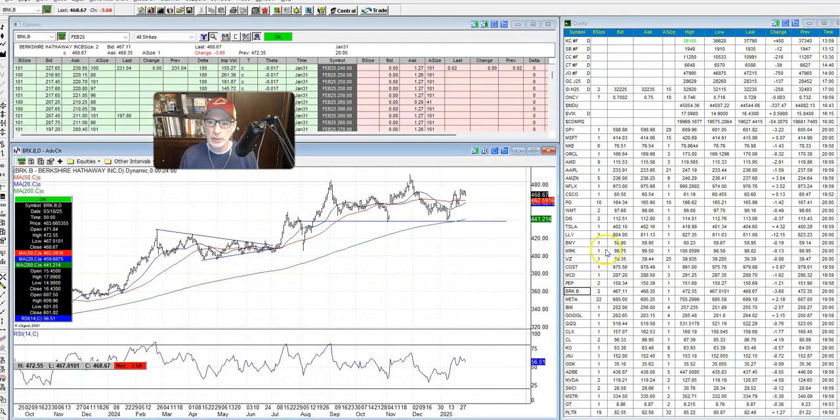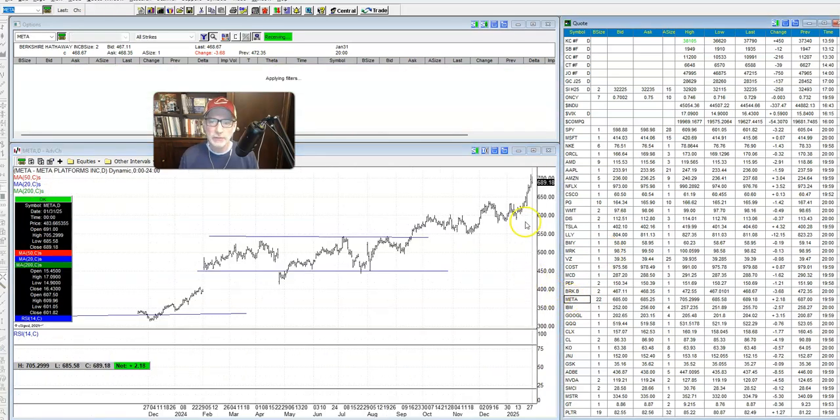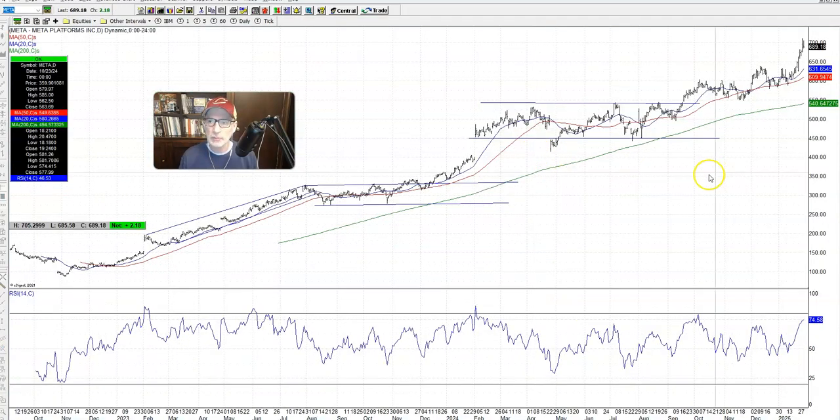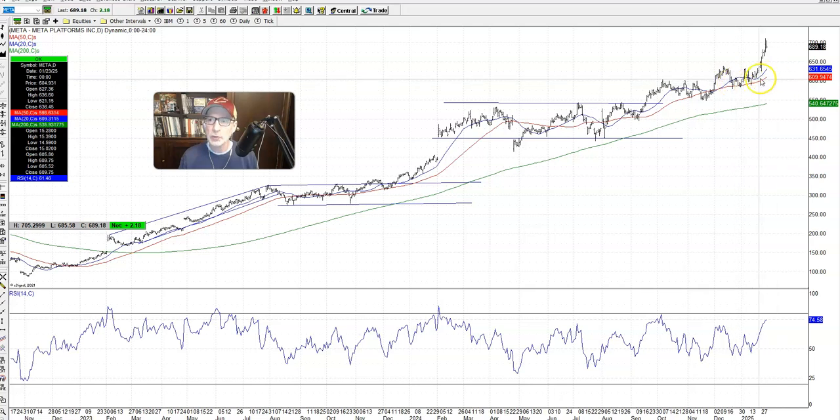Let's see. Let's quickly go through some of these others. Meta, Facebook stock, it's strong. It's hugging along the 20-day and 50-day moving averages. Was in the channel here. Finally broke out to the upside. So all-time new highs. Looking pretty good for Meta.